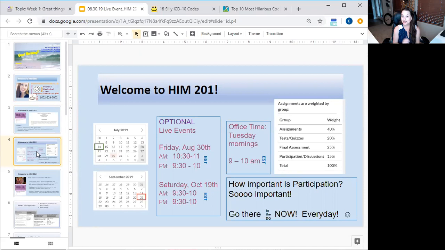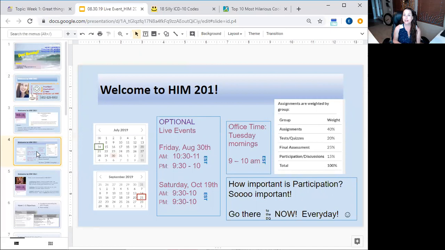Let's look at the assignments. One of the most important things in this 201 class is the assignments. 40% of your grade comes from assignments. Those assignments are going to be those activities in MindTap: coding practice, end of chapter review questions, any quizzes. But then you can also see that the tests/quizzes are 20%. Those are actually the things that say test yourself. So those are the tests.